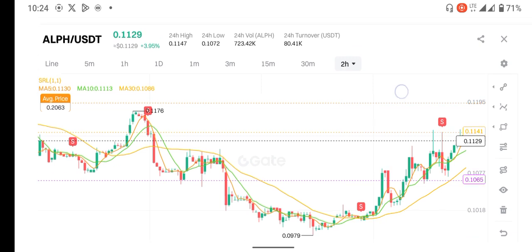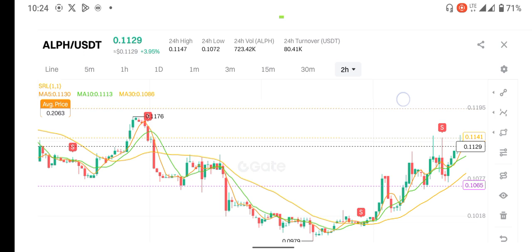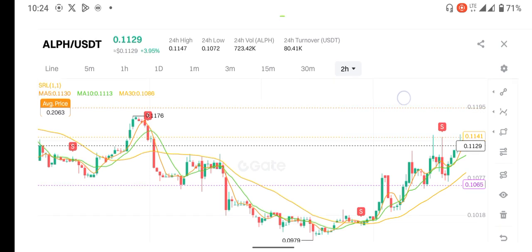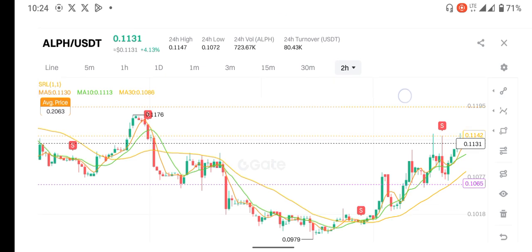This video is a technical analysis video of the ALPH stroke USDT trading pair on Gate.io platform. Currently we can see that we have the price sitting at 0.1129, which is approximately 11 cents. Our 24 hours all-time high was 0.1147 and our 24 hours all-time low was 0.1172. Our 24 hours volume in terms of ALPH token was 723,000 tokens. Our 24 hours turnover is $80,000, which is very impressive for a tier 1 exchange, for our ALPH token.